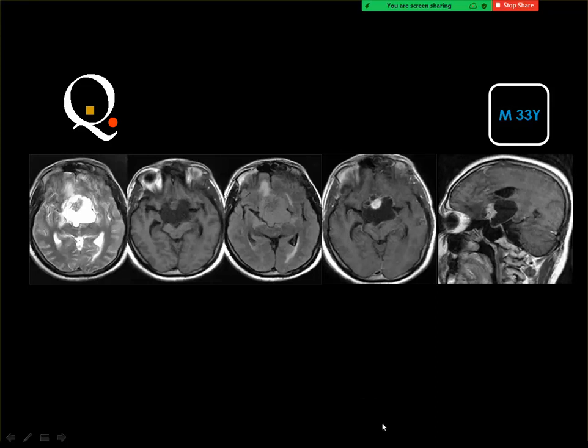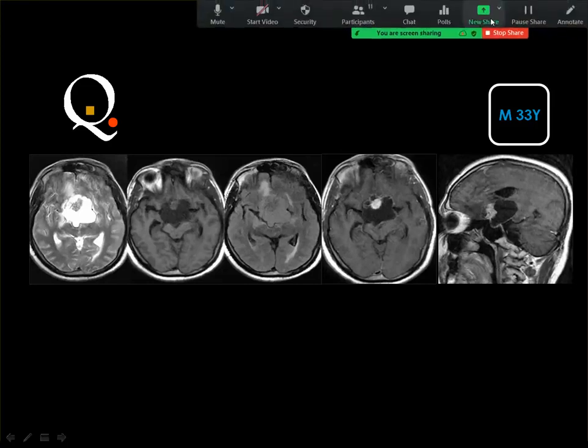And this is the first case, showing an MRI of the brain: T2 and T1 FLAIR, T1 post contrast, and the sagittal T1 post contrast.